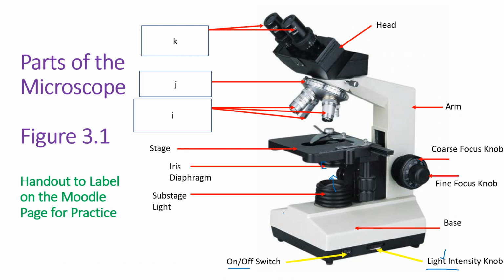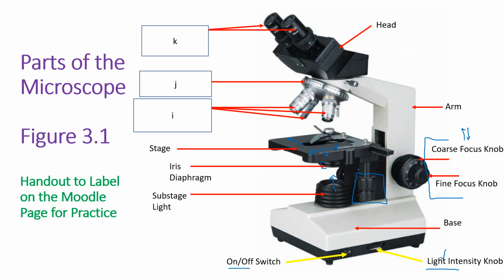Letter H is the stage. This stage also has these knobs right here, which we're not getting into, but they are going to allow the stage to move right and left and back and forth. So the coarse and fine focus knobs allow the stage to move up and down, whereas these move the stage backwards, forwards, and right and left. This is the kind of microscope we have. So it's pretty cool. We don't have to move the specimen around to be able to see things. We can move the stage around.